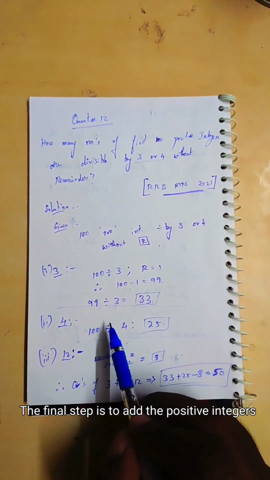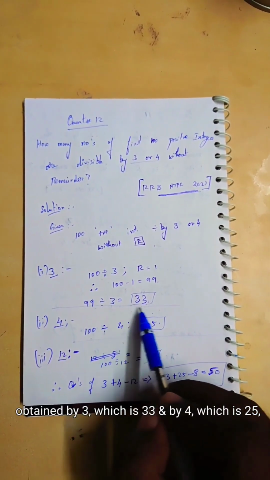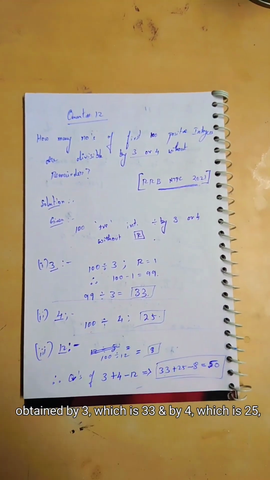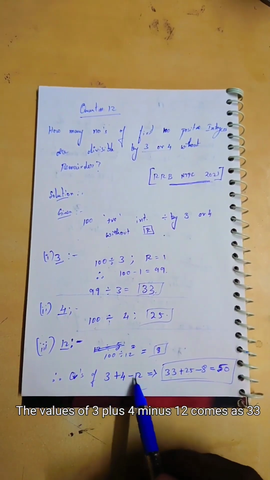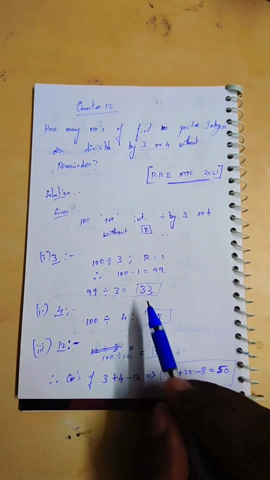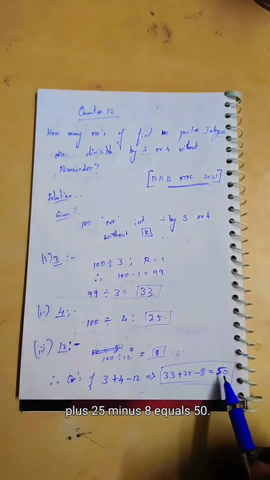The final step is to add the positive integers obtained by 3, which is 33, and by 4, which is 25, and subtract the positive integers obtained from 12. So 3 plus 4 minus 12 comes as 33 plus 25 minus 8 equals 50.